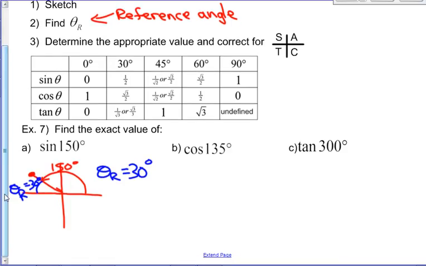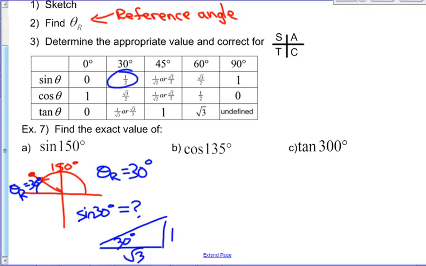I need to know what the sine of 30 is. And since I've got my table here, I can tell that it's just a half. Or if you were to take the special triangle that's in your formula booklet, or your formula sheet, it looks like this. You can figure out that the sine of 30 is 1 over 2.